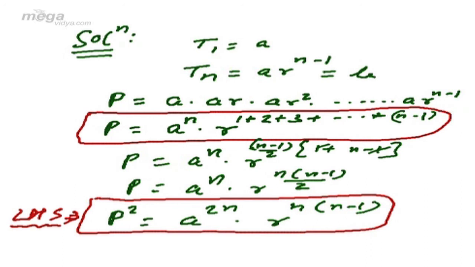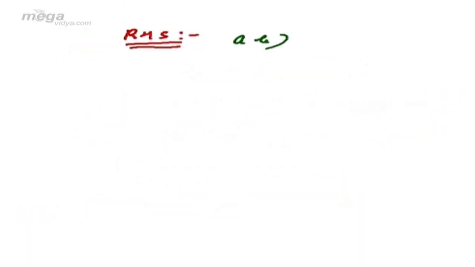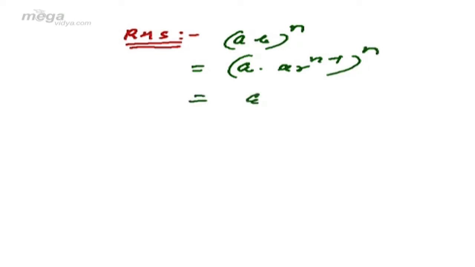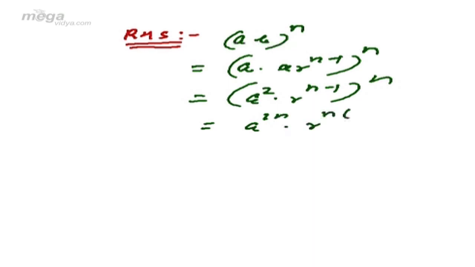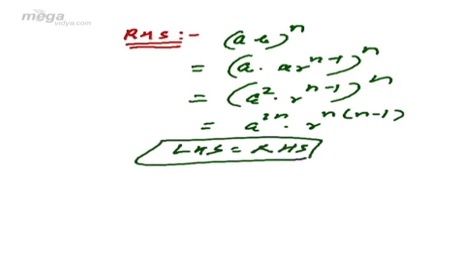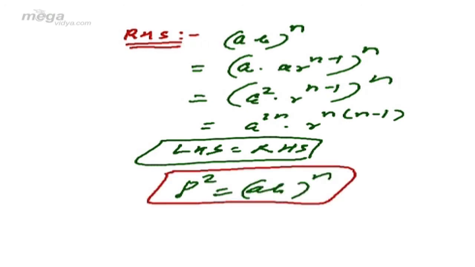But in RHS, it is given (AB) to the power n. It means A is the first term and B is AR to the power n minus 1, whole to the power n, becomes A square R to the power (n minus 1) to the power n, that is A to the power 2n and R to the power n into (n minus 1). This is RHS, and this is equal to LHS. It means P square is equal to (AB) to the power n is the solution of this question.